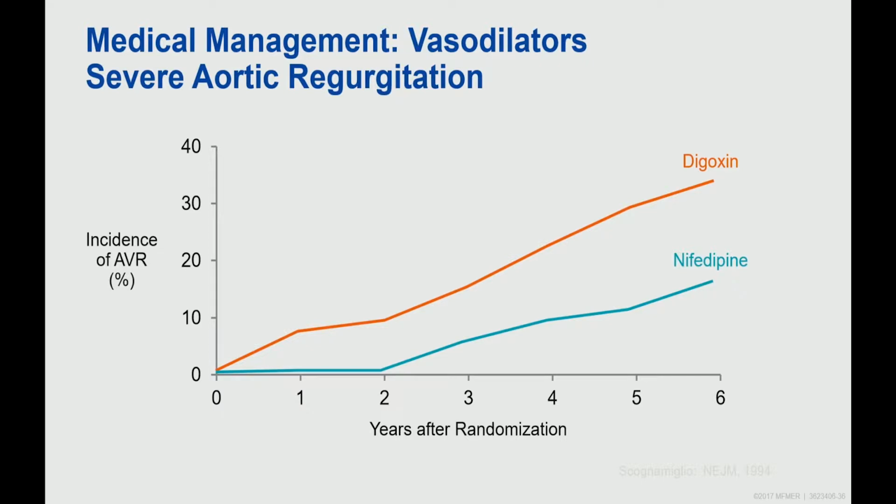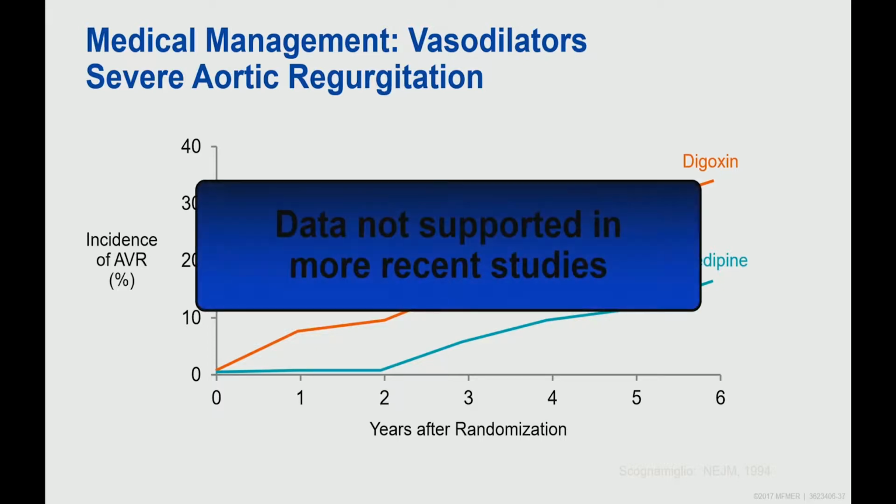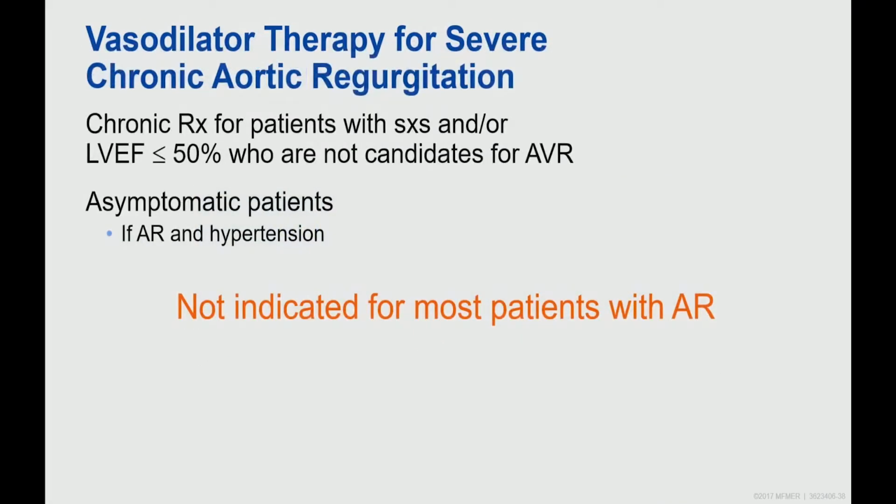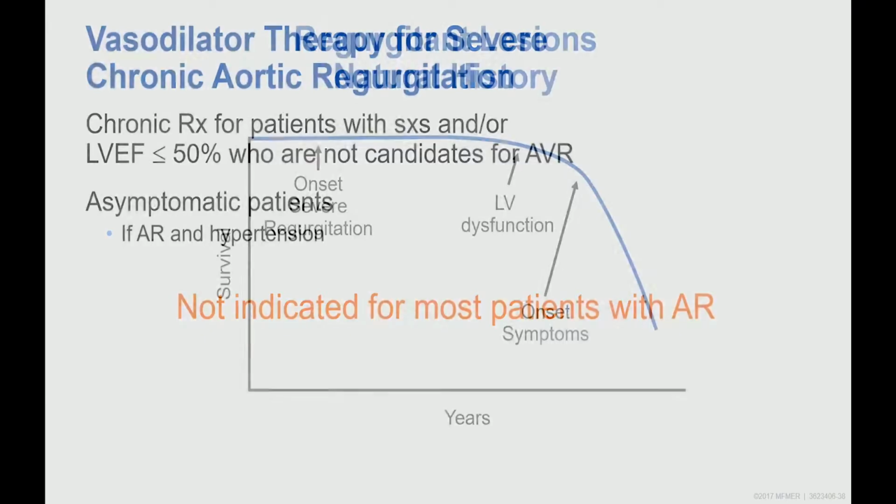We probably should get rid of this slide because this is actually now 25 years old. No subsequent study has shown that vasodilator therapy improves the natural history of aortic regurgitation unless the patient has concomitant hypertension. So if a patient is hypertensive and not treated, use a vasodilator to treat that person for their hypertension. Otherwise, there's no particular role for vasodilator therapy in these patients.